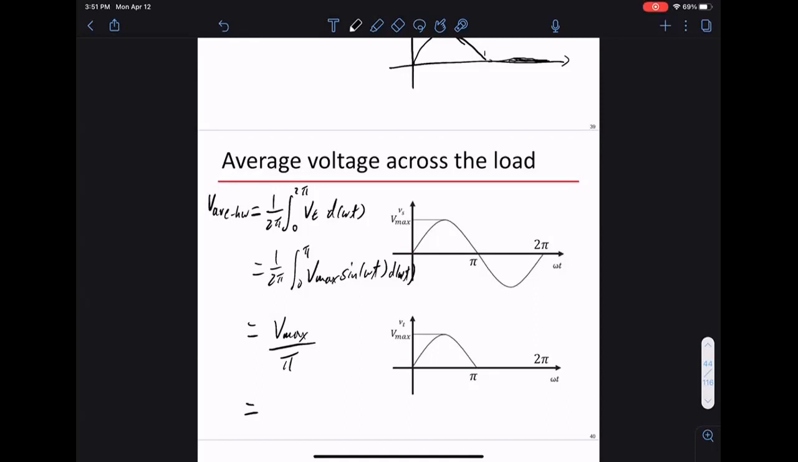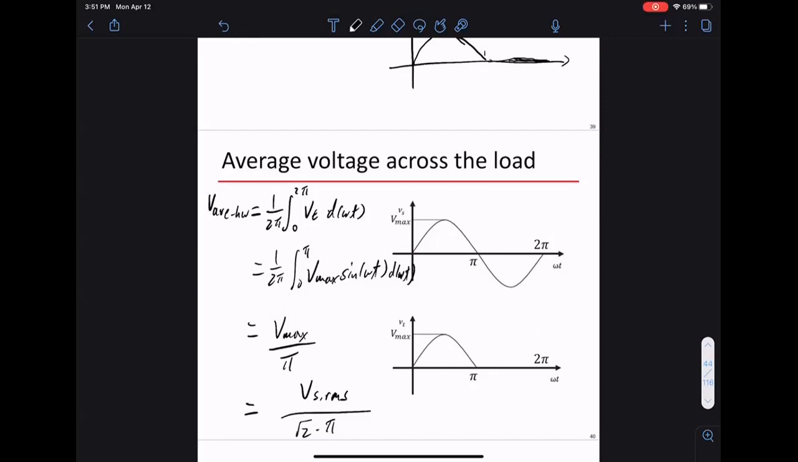We can also change this. What is it in terms of RMS voltage then? Let's say I have a source voltage with a certain RMS voltage. Then what is this average voltage? What do I divide by here? Root 2 times pi. Good. So this is just the simple half-wave rectifier, which goes from 0 to pi.